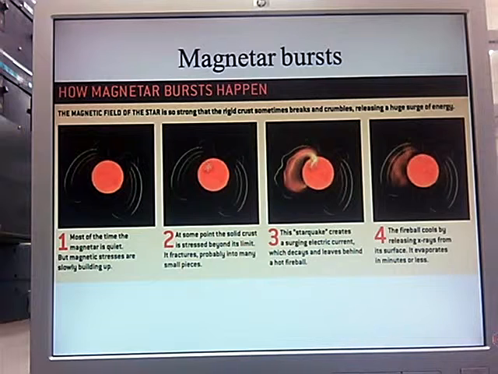That starquake causes this surge in electric current as the crust moves around. That then decays. It leaves behind a hot region on this neutron star, a hot fireball, and that then cools by releasing X-rays from its surface, which takes just a timescale of minutes or so. And so you get these bursts of energy of X-rays coming off of the magnetar. And this starquake idea is an important thing to keep in mind, as we'll talk about an interesting feature of pulsars now that we return to that class of object. But we'll get to that interesting feature towards the end.